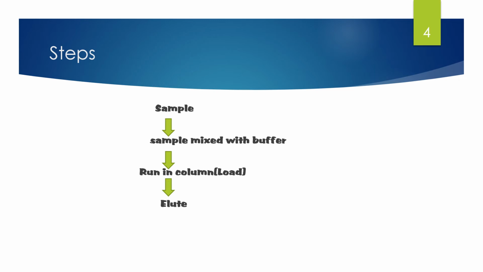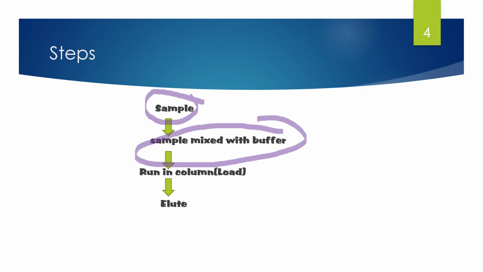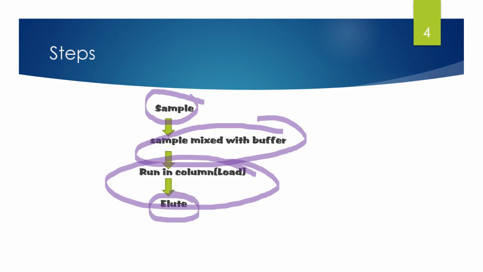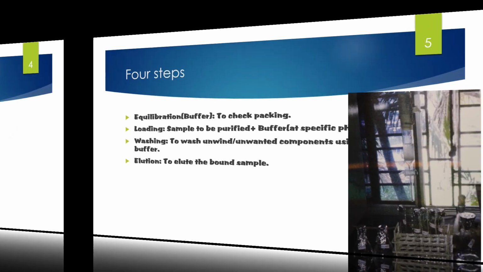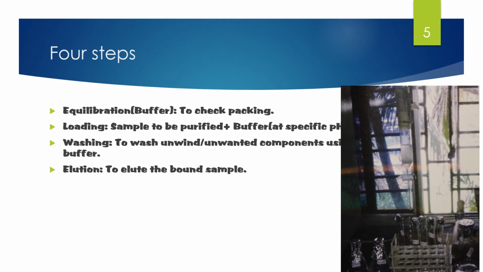The basic steps in ion exchange chromatography: sample is mixed with buffer and it is run in the column. The desired things are obtained as eluent, or eluted out, which can be detected by the detector.